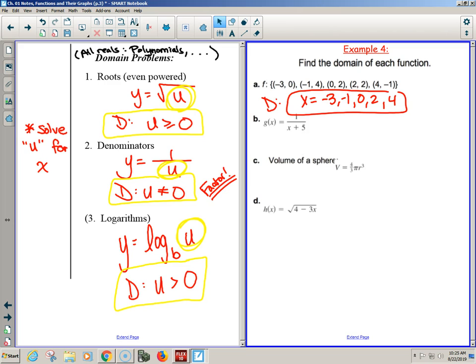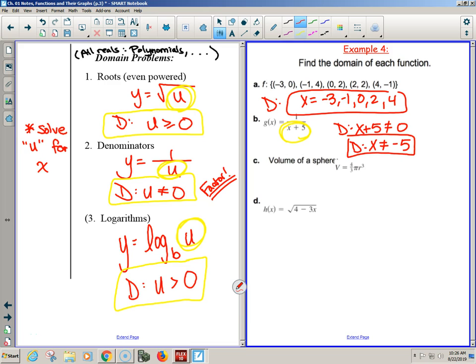Which problem? Or no problems, all real numbers. Denominator. Okay, so what do we do with the denominator? We set it not equal to 0, right? Follow the clues, they're right there. So domain: x plus 5 can't equal 0. For domain, I'm looking only for x's, so what can x not equal? Negative 5. Thank you. Does that make sense?